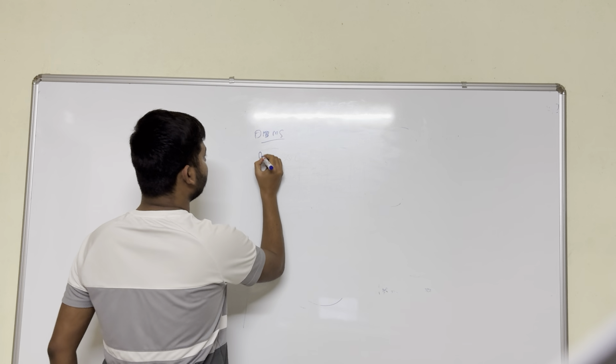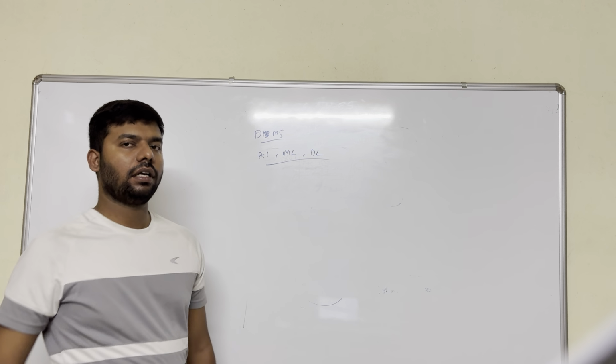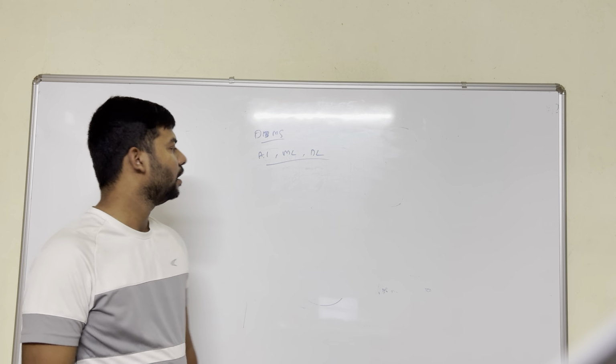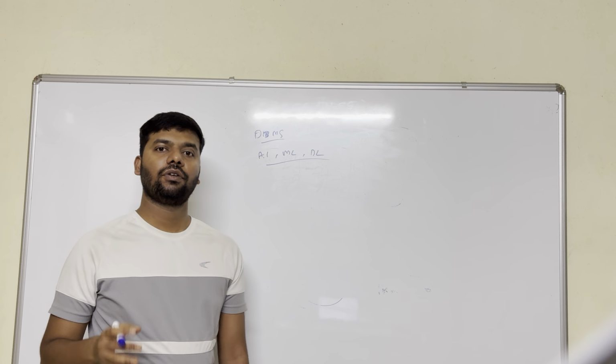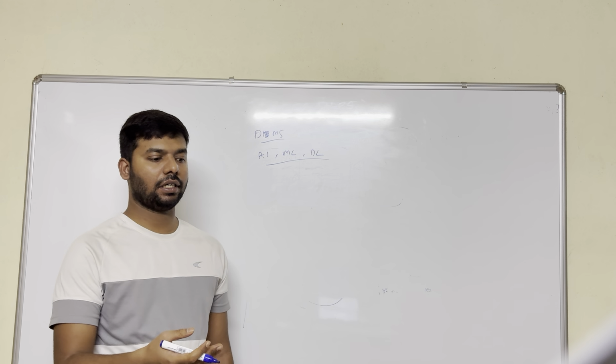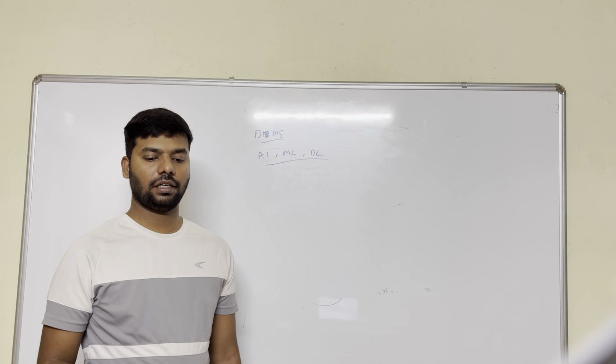Now, another simple concept is AI, ML, DL. Okay, AI is nothing but artificial intelligence. It is using some algorithms for doing some human-related specific tasks without being explicitly programmed.